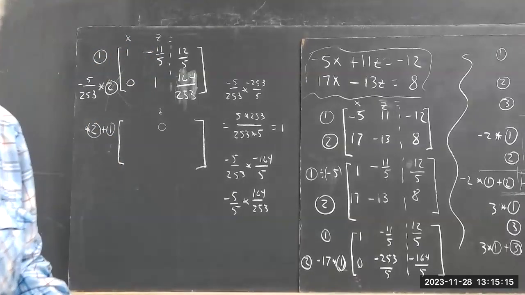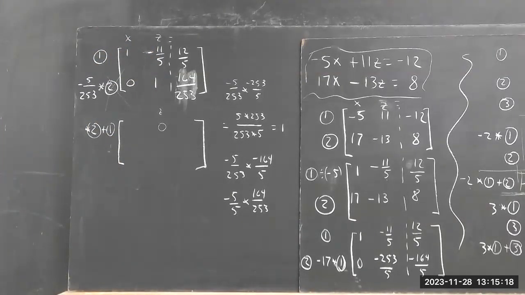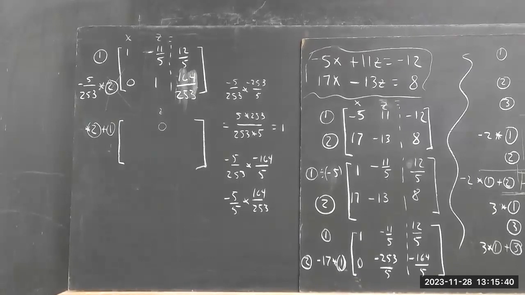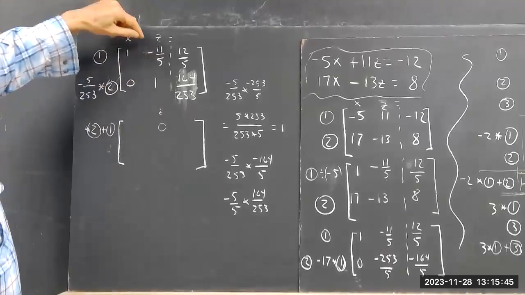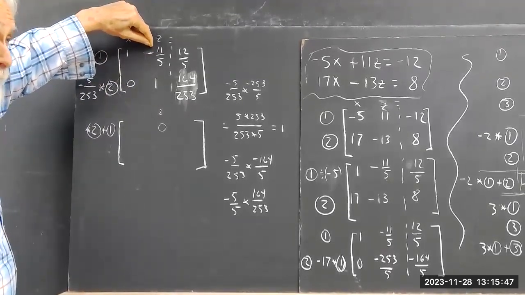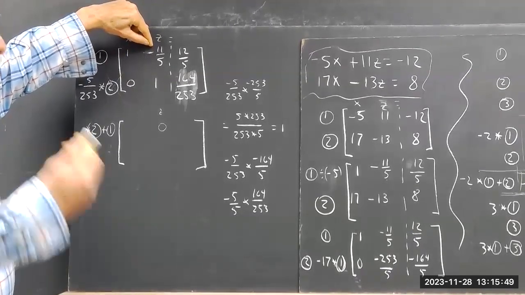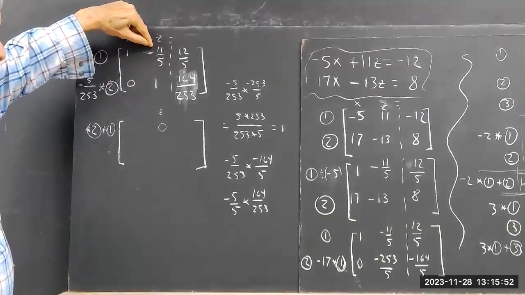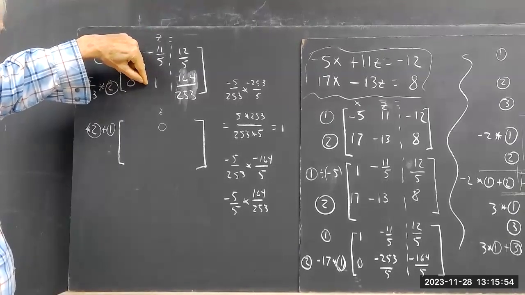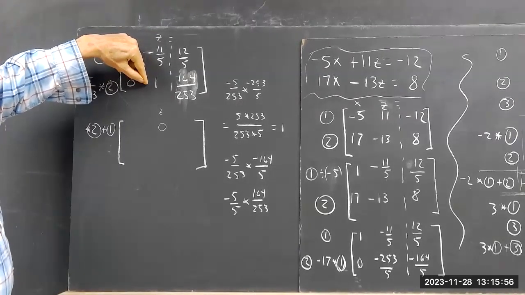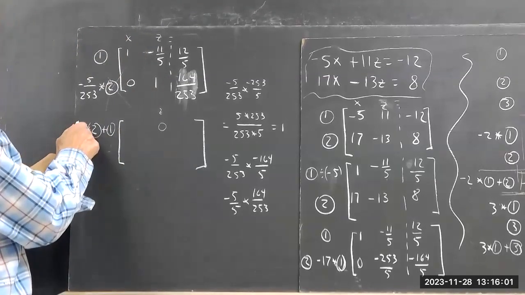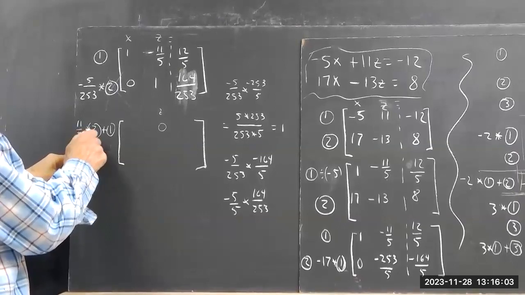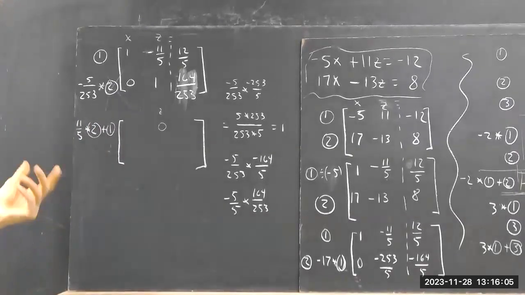Okay. So what would the multiple be? What number would we multiply by this to get this? Well, what number would we add to negative 11/5 to get 0? Obviously, 11/5, right? So what would I have to multiply 1 by to get 11/5? 11/5, right? So we do 11/5 times row 2 and add it to row 1.